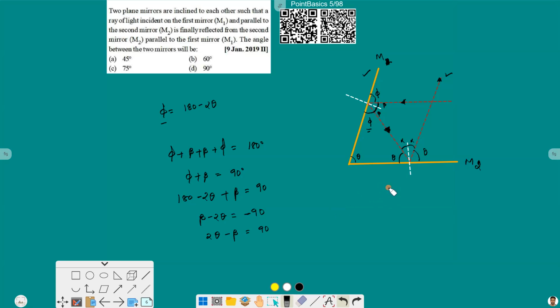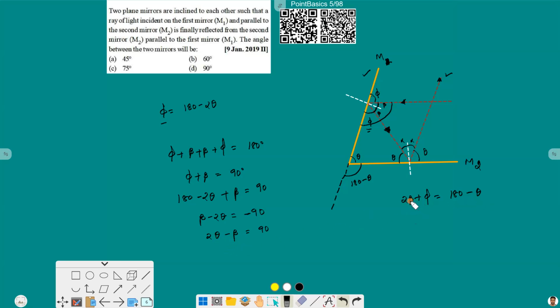Now let us analyze another parallel line. As initially mentioned, this initial incident ray is parallel to M2. So now if I extend this mirror further and make an angle here, this angle will be 180 minus theta. So this angle will be equal to this whole angle, because both of these are parallel. So from that we will get 2 beta plus phi is equal to 180 minus theta.